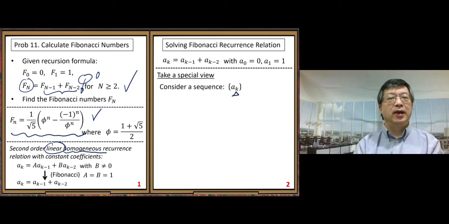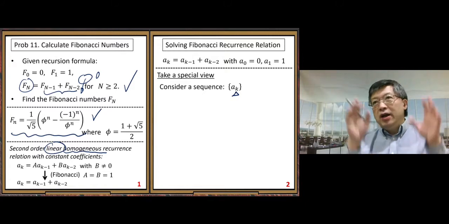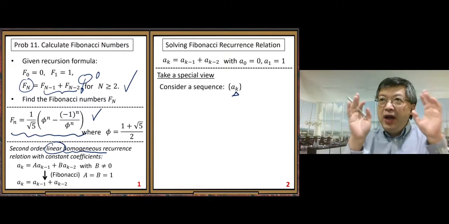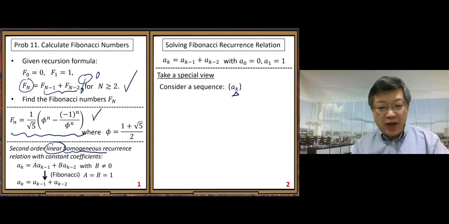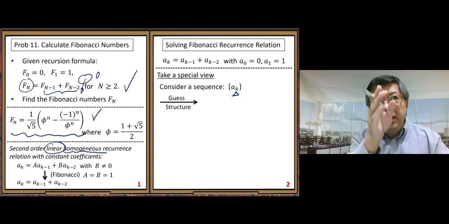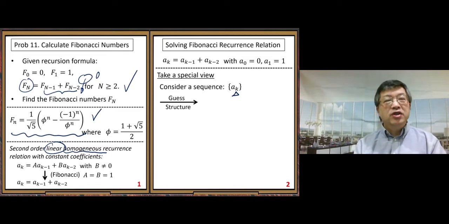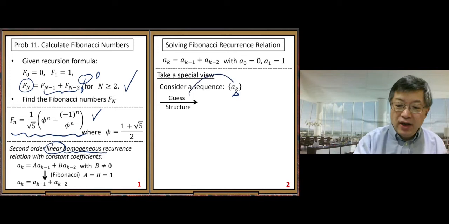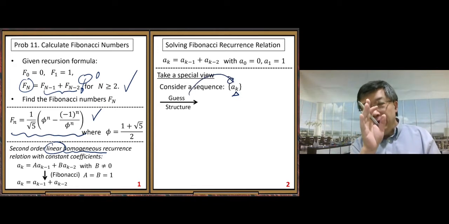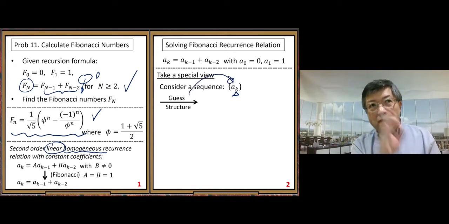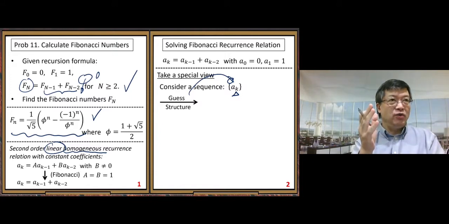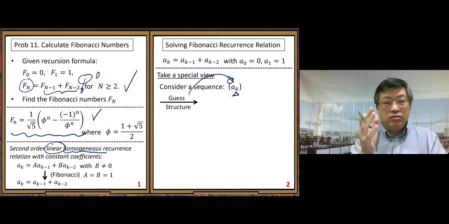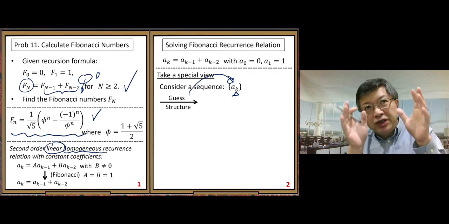Now, when we look at this a_k sequence, the next step is critical. The next step, we want to guess its structure. What is the structure of the sequence, right? Can we guess a little bit? In math problem solving, many times we need to make a guess. We had this experience before, many times. Now we need to make a good guess another time.